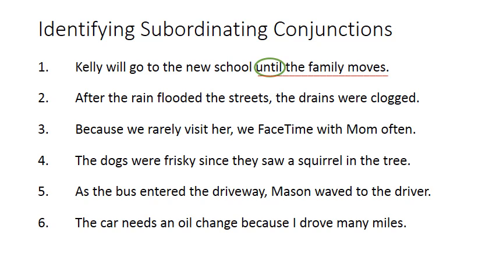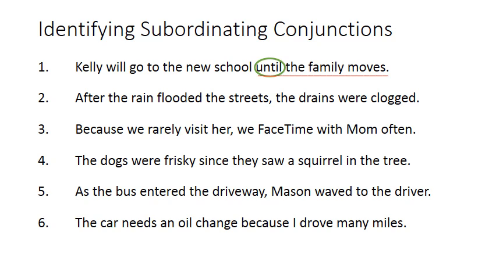So if you notice, in this case, the independent clause, Kelly will go to the new school, is at the beginning of the sentence. So there is no need for a comma. The word until is already joining our clauses together. Kelly will go to the new school until the family moves. There's not a necessary need for a pause right there, so there's no need for a comma when your dependent clause is at the end. Let's look at number 2, though.